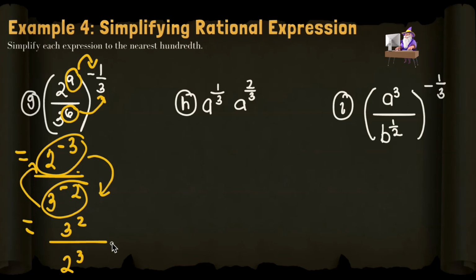Okay? Finally, we can write it as 3 raised to 2. Pwede siyang isulat as 9 over 2 raised to 3, that is 8. And this is the form, the final form.